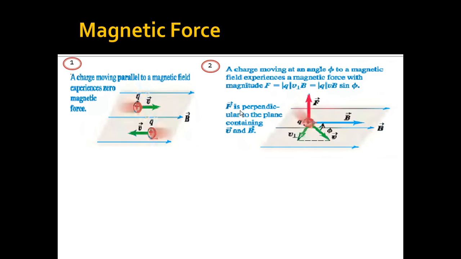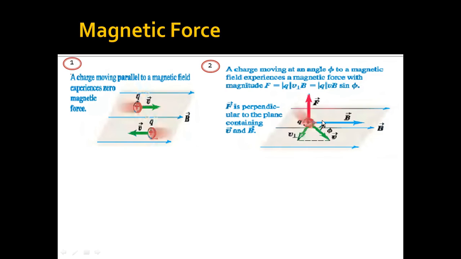Okay, so for the second scenario, we have the same positive charge, but this time it enters the region of the magnetic field at a certain angle. For example, as illustrated here, the charge enters the region this way, as indicated by the green arrow. Since there is an angle between the magnetic field B and the velocity V, our formula for the magnetic force F will no longer be equal to zero, since sine phi is not equal to zero, since there is a value for the given angle.